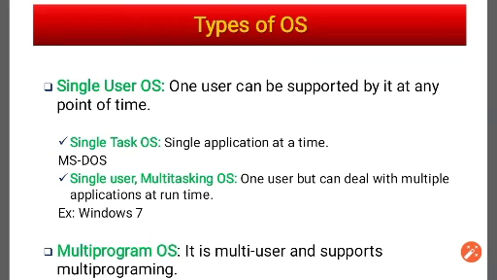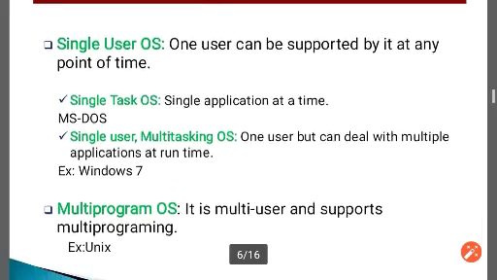Okay. So, moving to single user multitasking operating system. One user but can deal with multiple applications like Windows 7 or Windows 8 that we use normally, where we can run a video as well as we can type some word, or we can listen to music, we can paint simultaneously. So that is single user multitasking operating system.